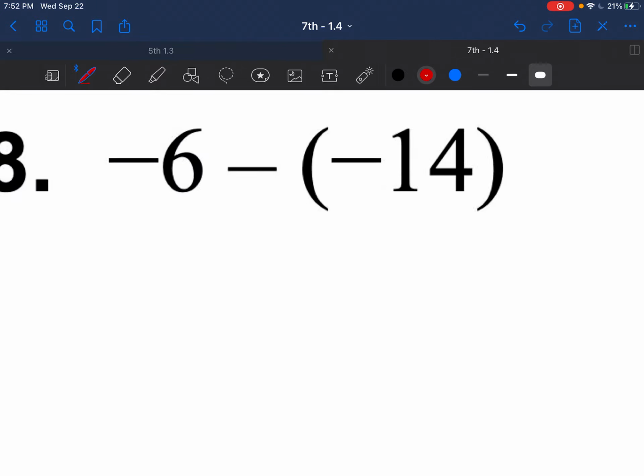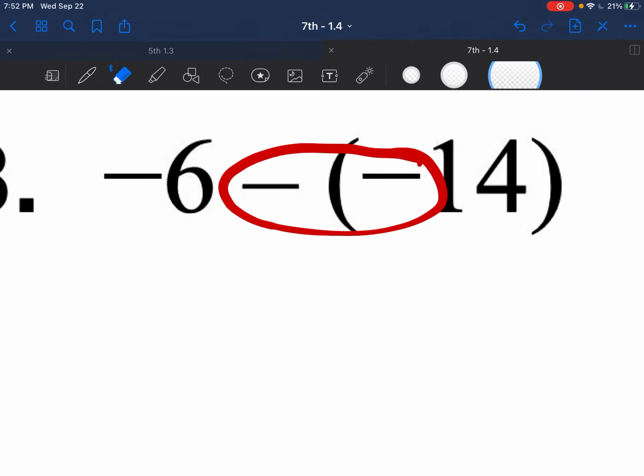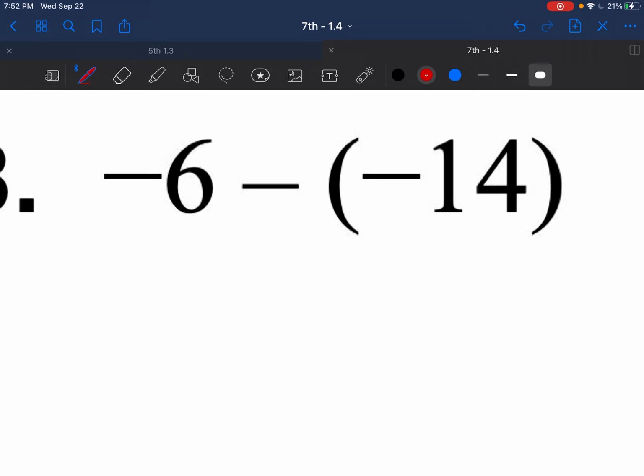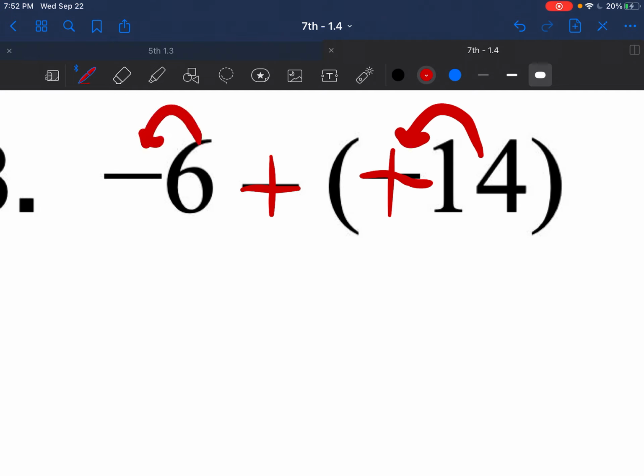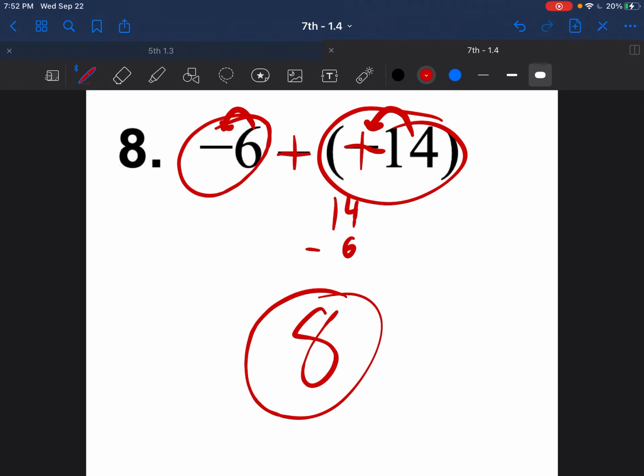It looks like this is our last question for the day. What do we notice about this problem right here? This is called a double negative, and we know double negatives are going to turn positive. Good. So the next question is: same sign or different sign? That's a positive, that's a negative. They are different signs, so we have to subtract. 14 minus 6 is going to give you 8. Do we have more positives or more negatives? We have more positives, so my answer is going to be positive 8.